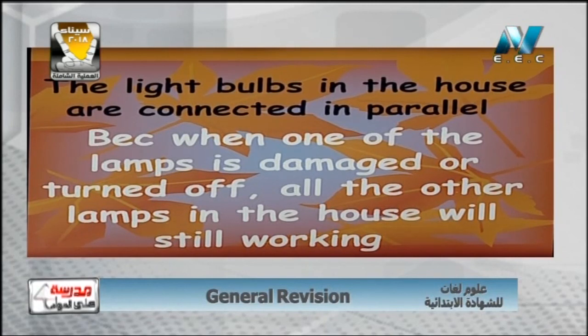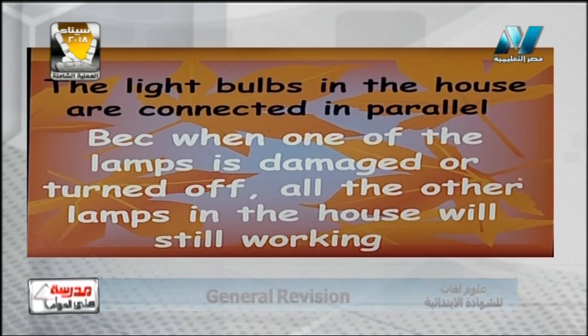Why? Because we have many routes. If one of them is cut, the other will complete. That is why we connect any devices, not only electric bulbs, at your homes by using parallel, because if one of them is damaged, the other will still work. It will continue working normally, because we have many routes. I repeat it again.